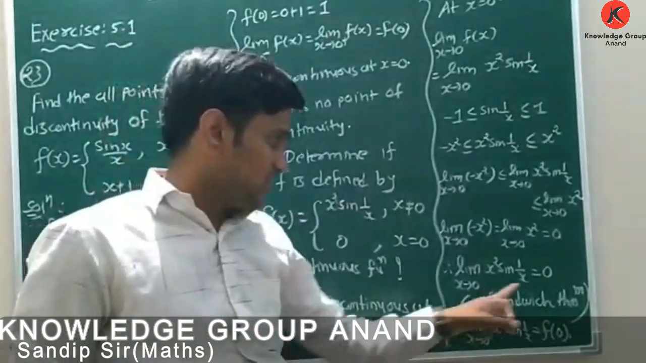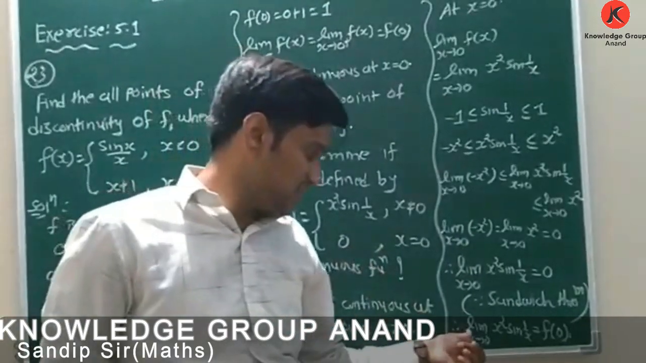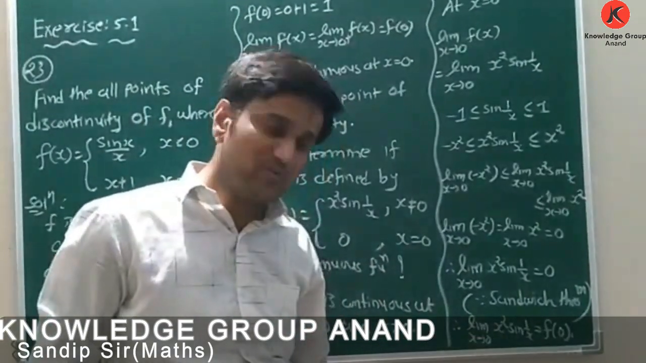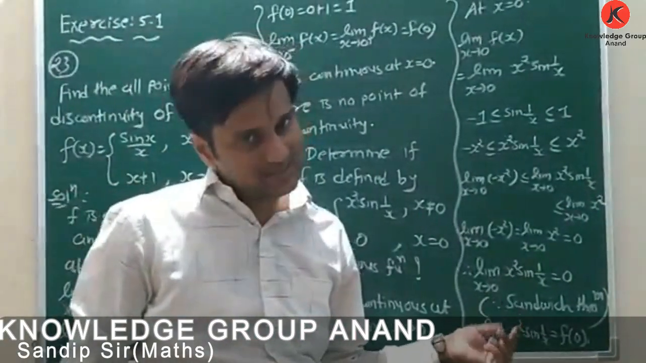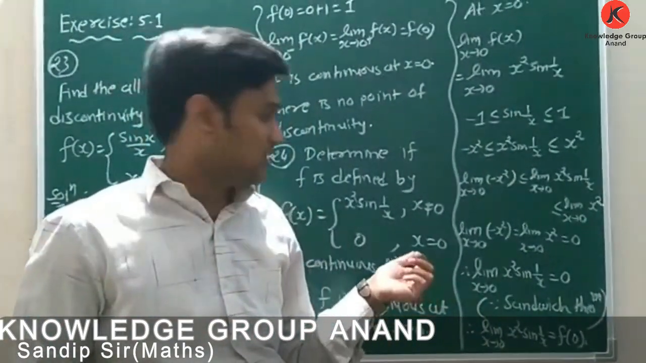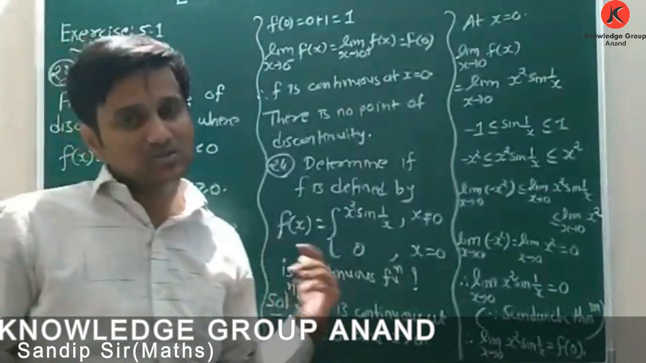Okay, and f of 0 also gives 0 as the answer. So the limit x tends to 0 x square sin 1 upon x is equal to f of 0. So we can say that at x is equal to 0, f is continuous at x is equal to 0. So the given function is a continuous function.